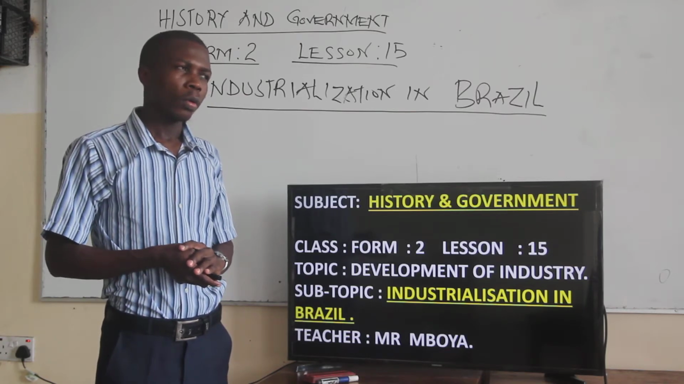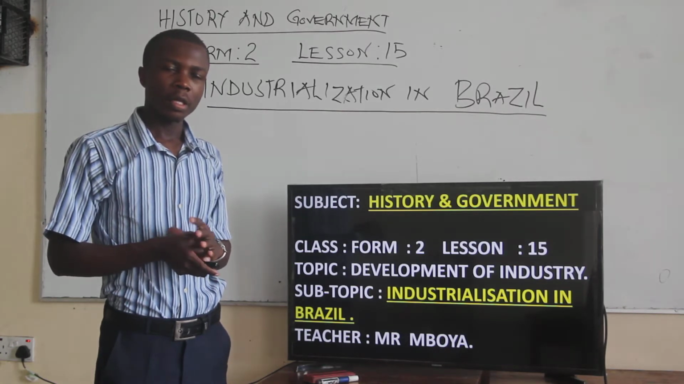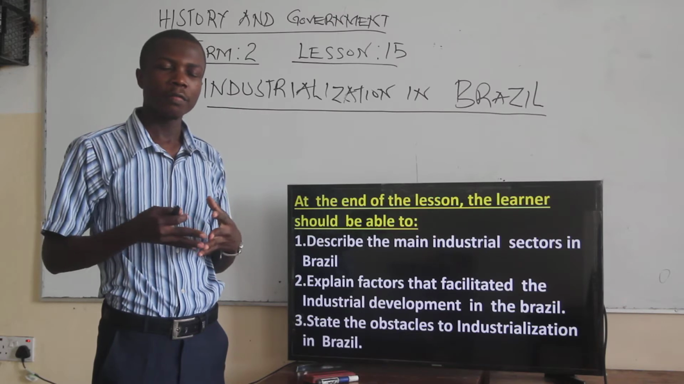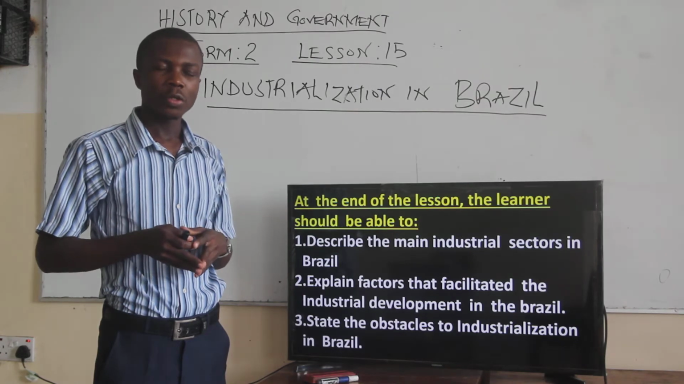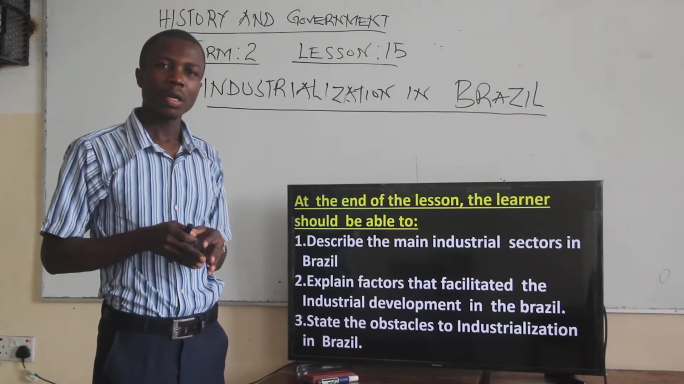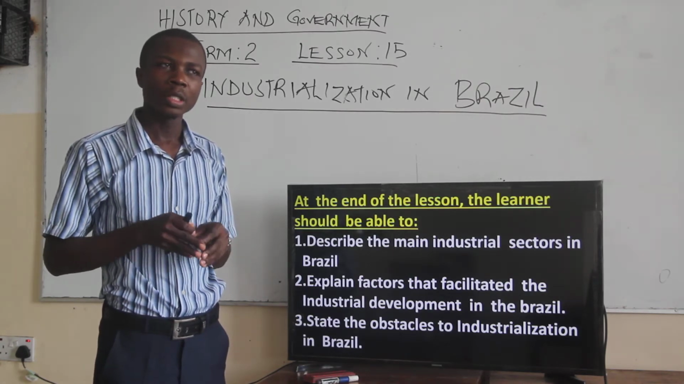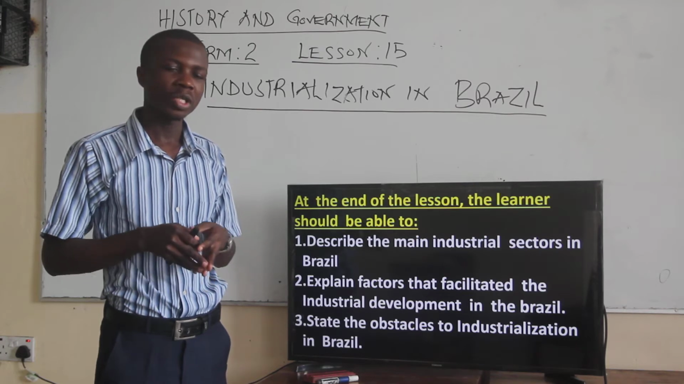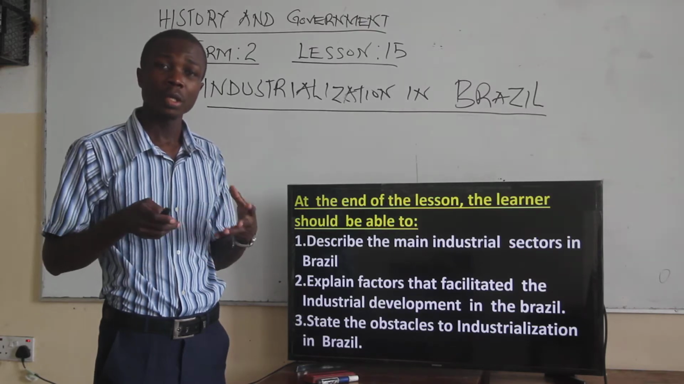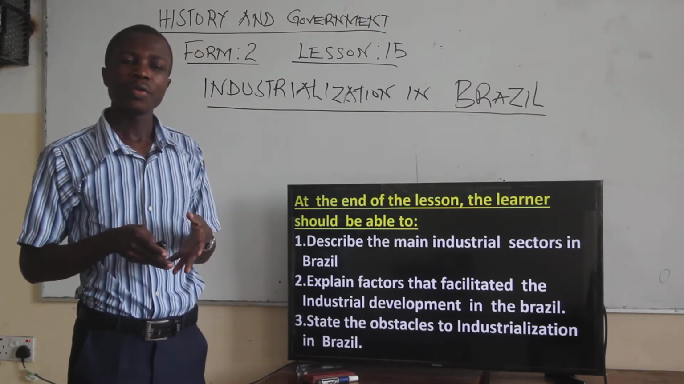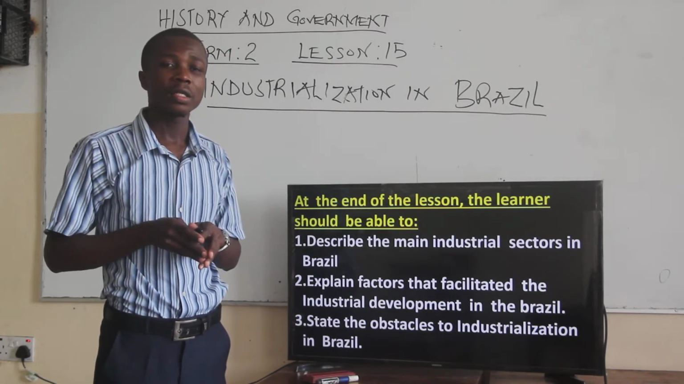I just want us to go through what we are going to look at before we move any further. That means that we are going to look at the lesson objectives. At the end of this lesson, what is a learner expected to learn? First, we are going to describe the main industrial sectors in Brazil, all the areas as far as industry is concerned that have helped Brazil to industrialize or develop in industries. Then we're going to explain the factors that facilitated the industrial development in Brazil. Then later we're going to state the obstacles facing the industrialization in Brazil. So those are the three areas that we're going to talk about.